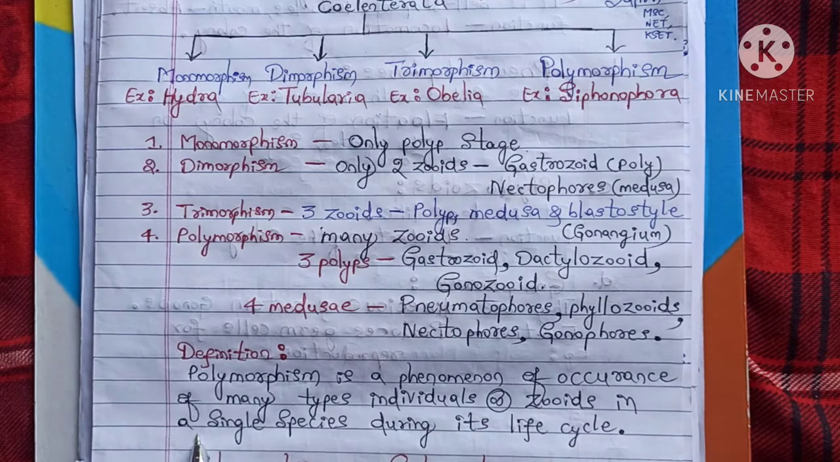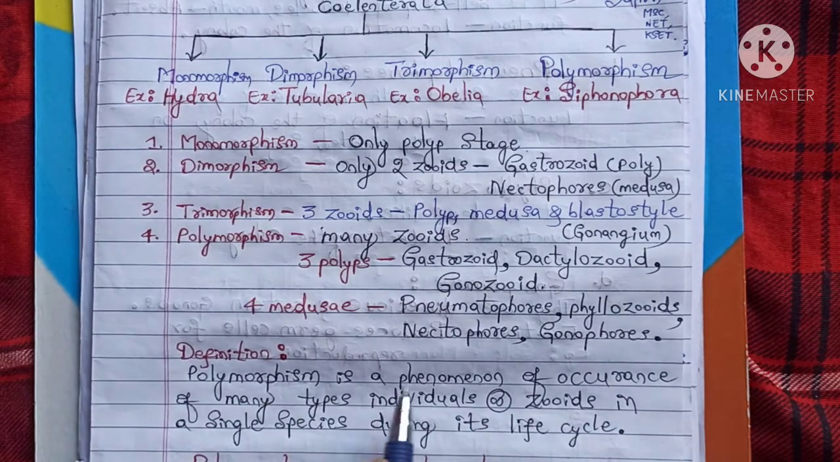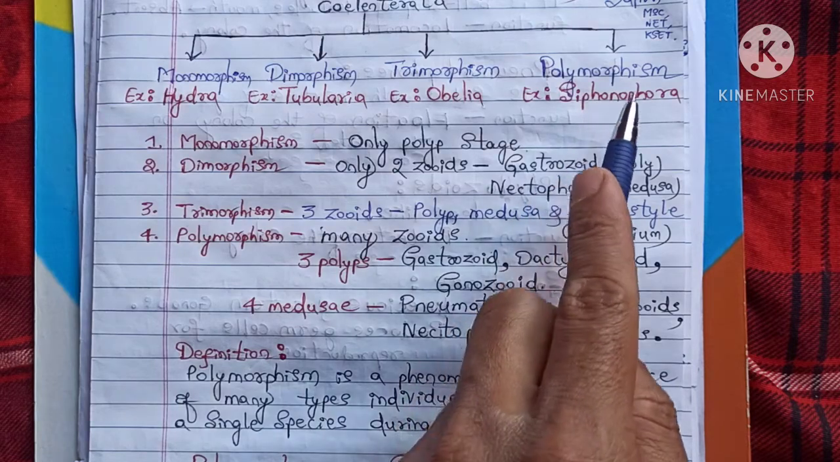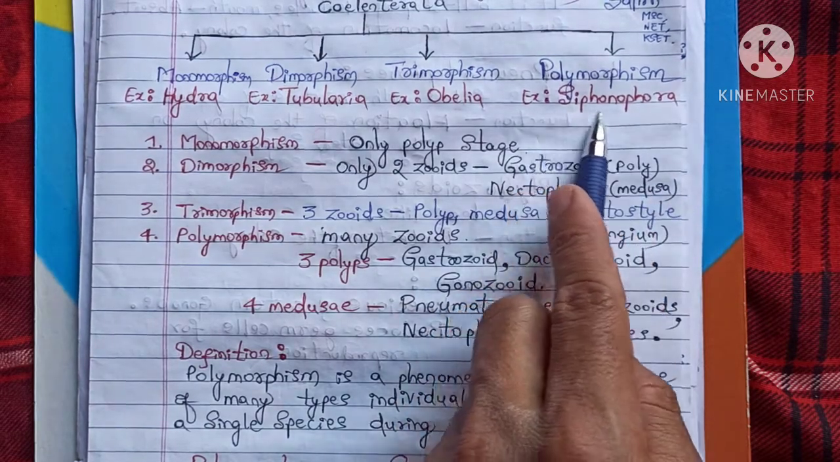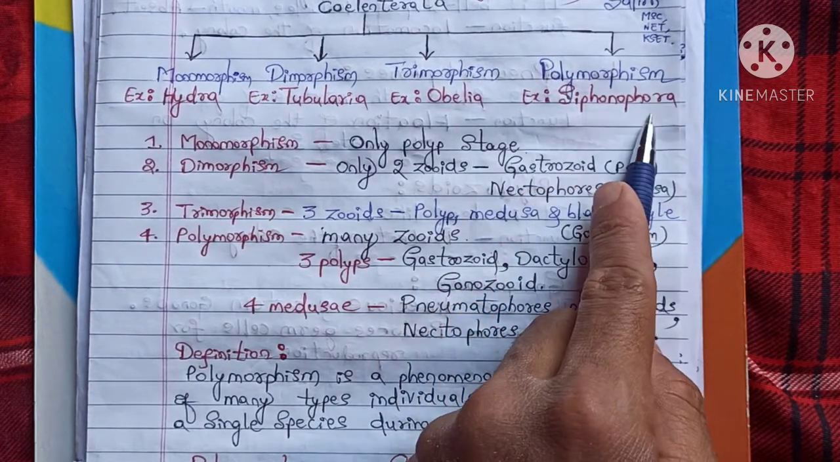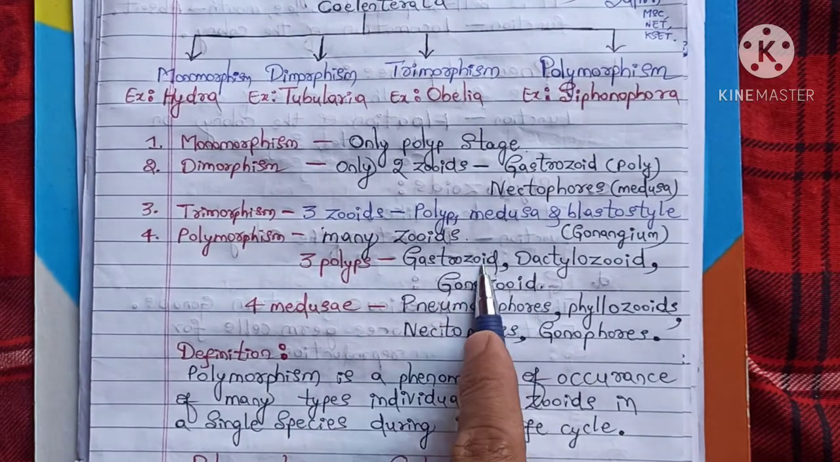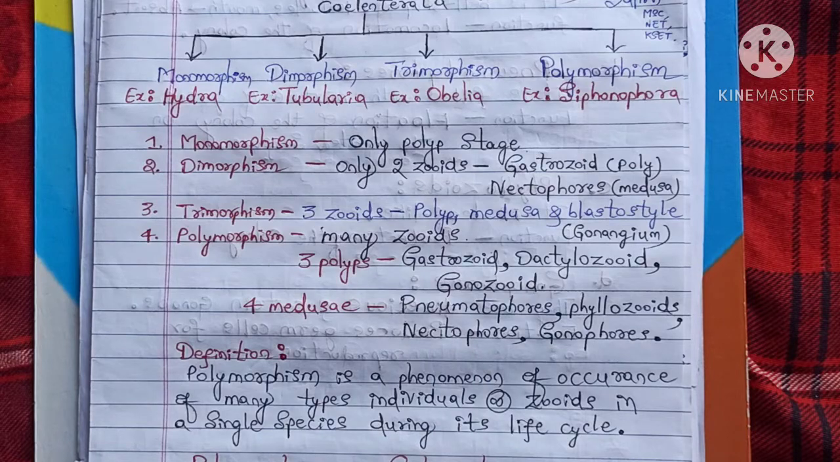During the life cycle of a single species, many types of individuals or zooids are present. This phenomenon is called polymorphism. Now, particularly we are going to study polymorphism in Siphonophora in detail. We are going to study all these 7 types of zooids in detail.